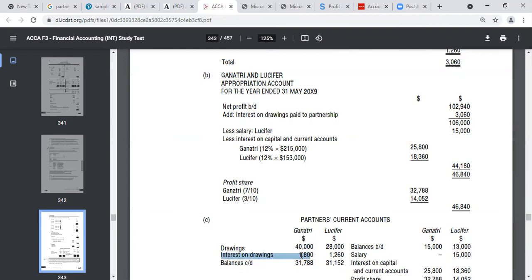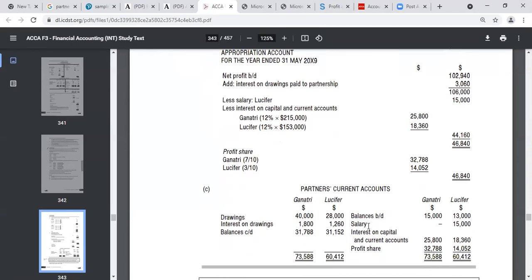The reason why we debit this is that, like a partner's capital account, anything that doesn't advantage the partner is put on the debit side. And any kind of benefit, like salary, interest on capital, and the profit share, is credited. Because the partner is benefiting, his capital account is gaining.